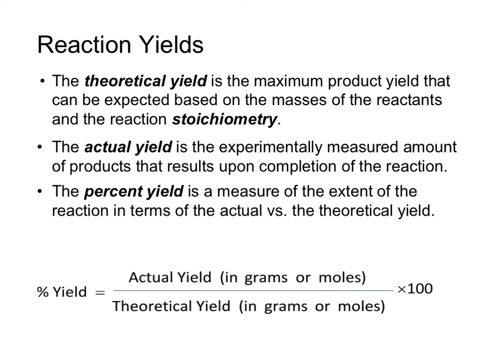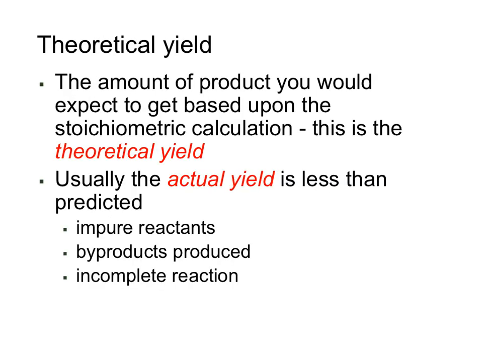All we do is we divide the actual yield, how much material we actually got at the end of the reaction, divided by the theoretical yield, which we calculate through a stoichiometric ratio, and then we multiply that by 100 to convert it to a percent. And so again, the amount of product that we expect to get is based upon our initial stoichiometric calculation. That is our theoretical yield.